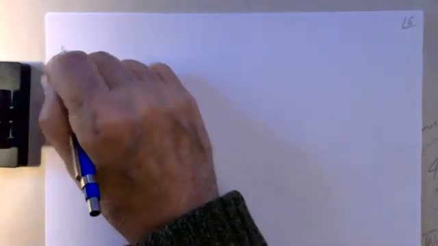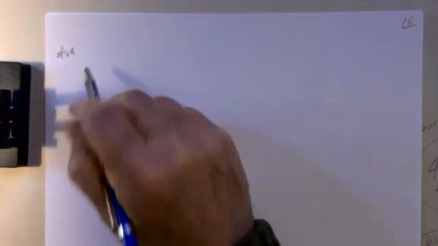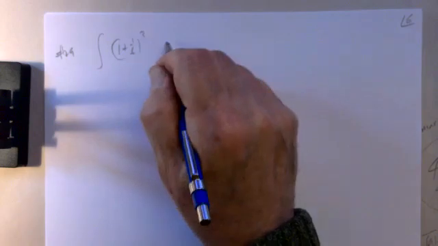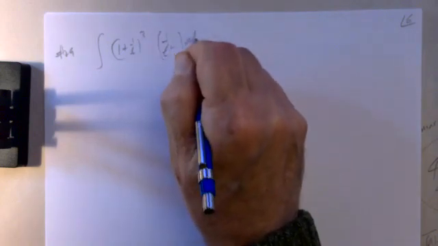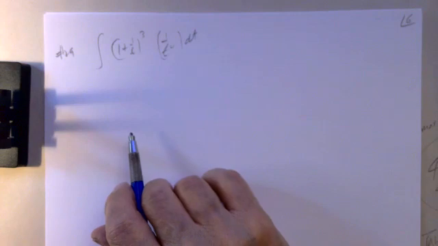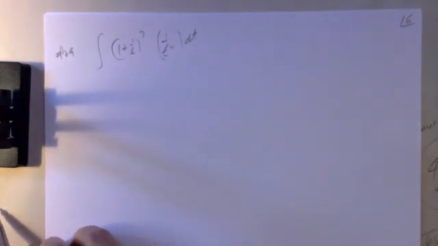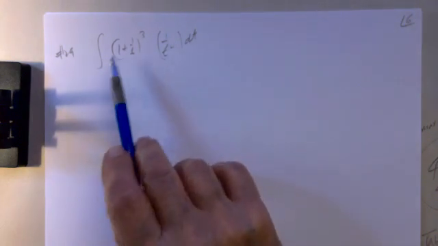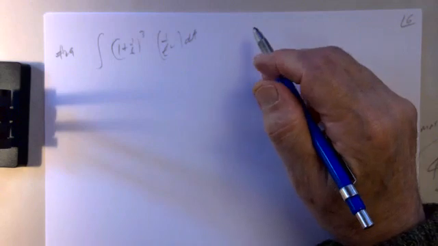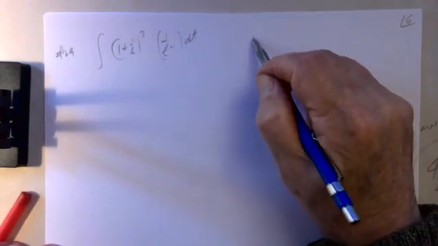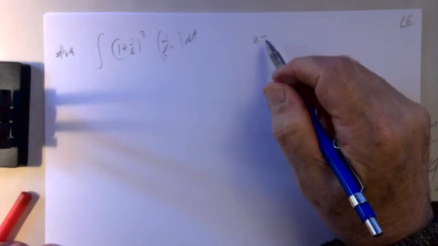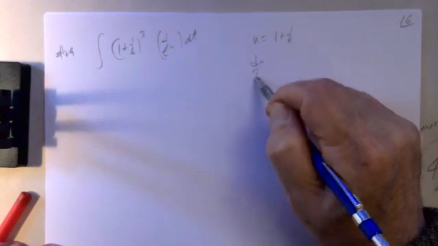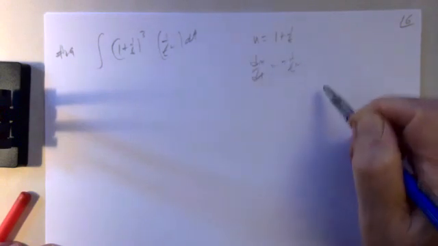So this is number 29 in the homework. The integral of (1 plus 1 over t) cubed times 1 over t squared dt. And again, the natural thing is to say, well, what looks like the derivative of something? The derivative of 1 over t is minus 1 over t squared. So if we let u, or g of t, be equal to 1 plus 1 over t, then du dt is minus 1 over t squared.